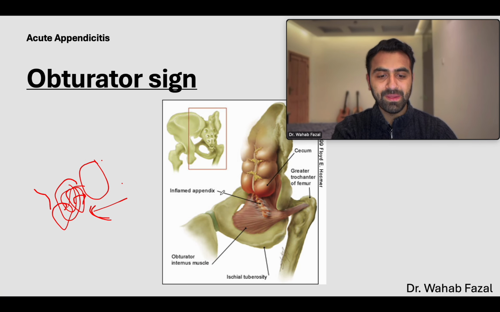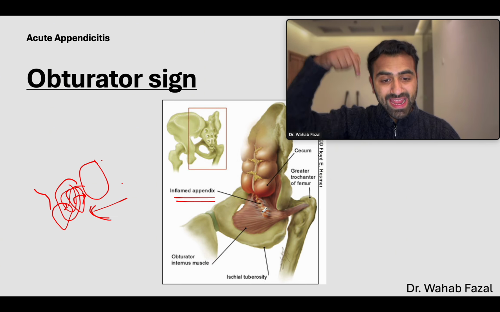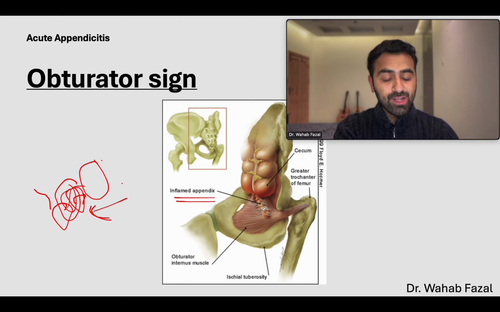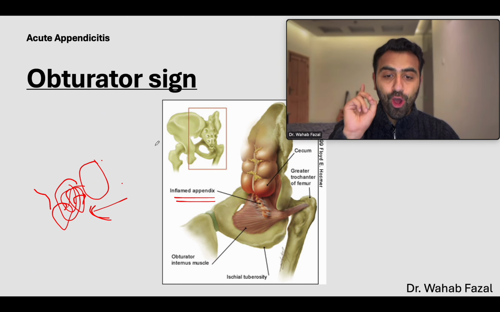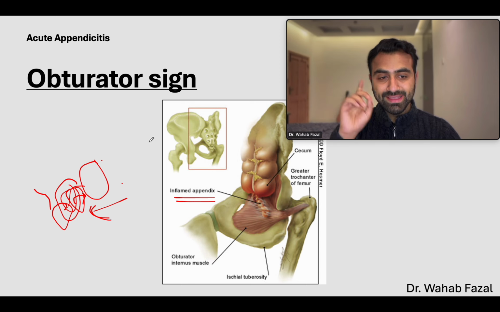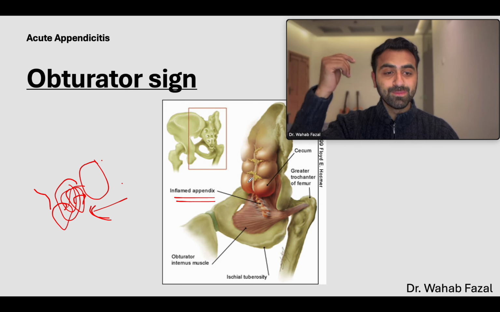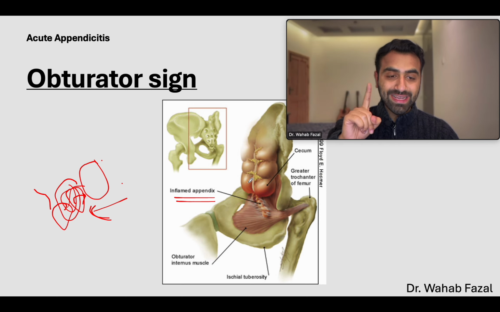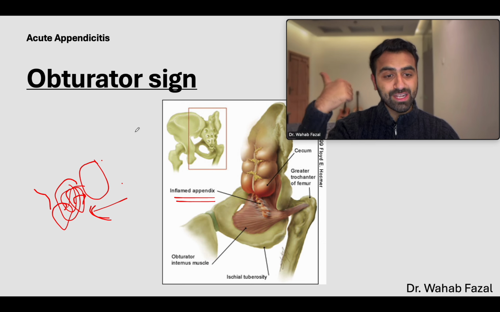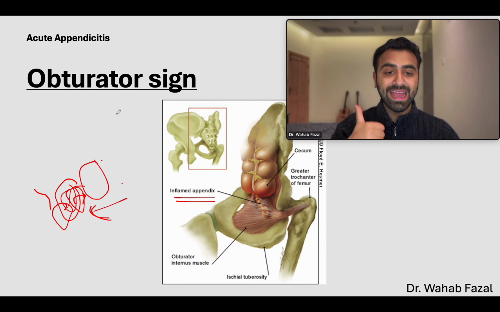And why does that happen? Well, because this time the appendix has moved down into the pelvis, and attached to this obturator internus muscle. So the obturator sign tells you that the patient might have appendicitis, but also this time this appendix has moved into the pelvis. The psoas sign tells you that the appendix is in the retrocecal position behind the cecum, attached to the iliopsoas muscle. The obturator sign tells you that this appendix has moved into the pelvis and attached to the obturator internus muscle.